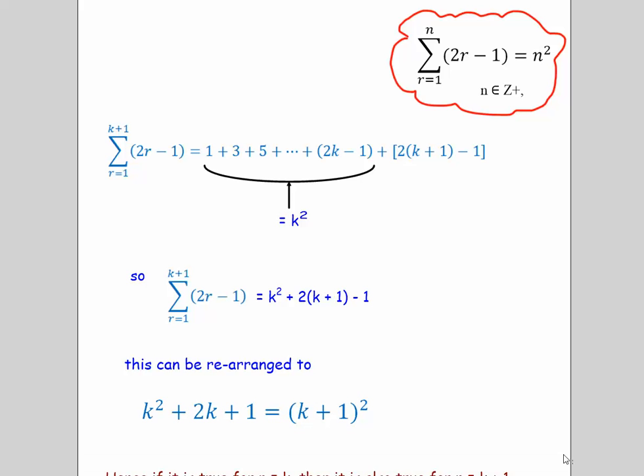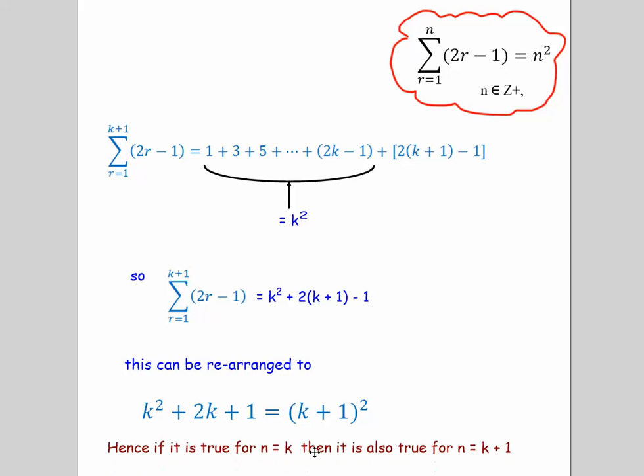So we've now shown that if it's true for n is k, then it's also true for n equals k plus 1. So we've got this down to k plus 1 squared.